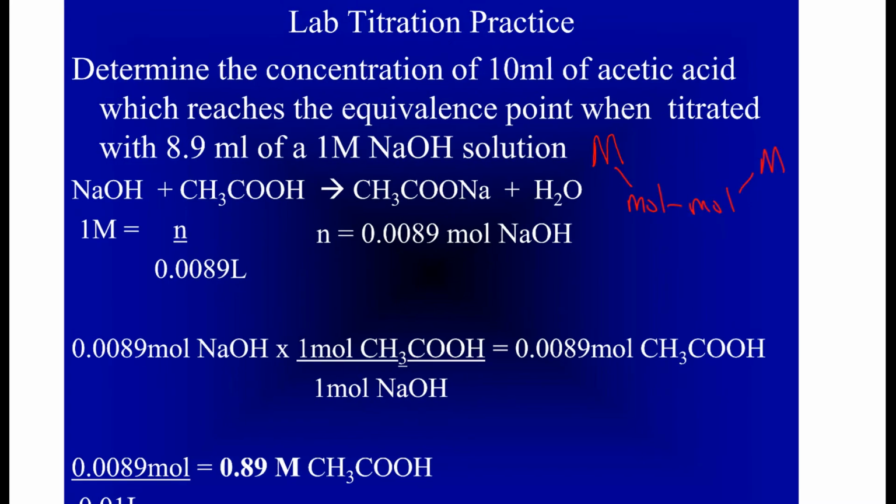So here's what we're going to do. Go to our mole floppy. If we look at our mole floppy, we're starting with molarity, which is a 1 molar solution of sodium hydroxide, and we have the volume of the sodium hydroxide we used. Molarity equals moles divided by liters, and we can use that to find moles of sodium hydroxide. Then we need to use our mole to mole ratio. In this case, it's just 1-to-1. And then finally, we're going to go from moles of acetic acid to molarity, and that's what we're looking for in this problem.